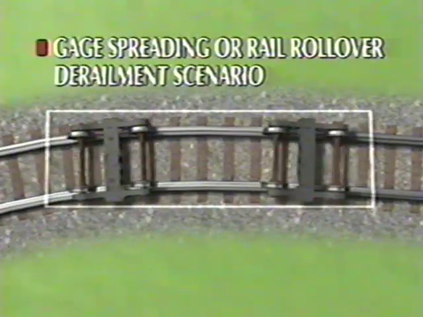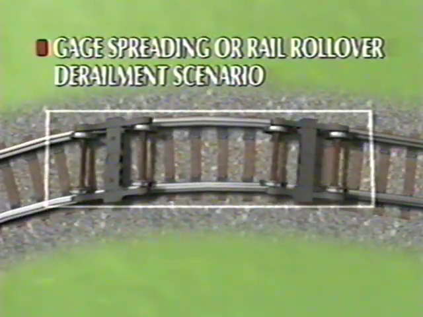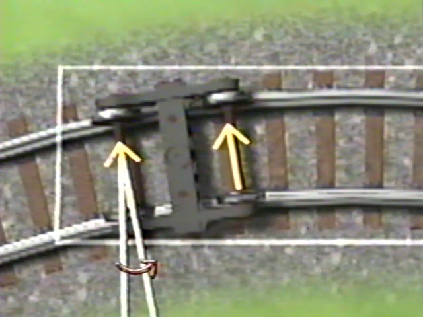In the last segment, we described the gauge spreading or rail rollover derailment scenario. Now we will describe the low-speed flange climb derailment. A flange climb derailment shares many of the potential causes that lead to a gauge spreading derailment. In a low-speed flange climb derailment, at least one wheel set in a rail car must develop a large angle of attack. It is usually the leading wheel set in a truck that runs at the largest angle. The previous segment showed that a wheel set running at a large angle of attack can generate large lateral forces between the wheels and rails.